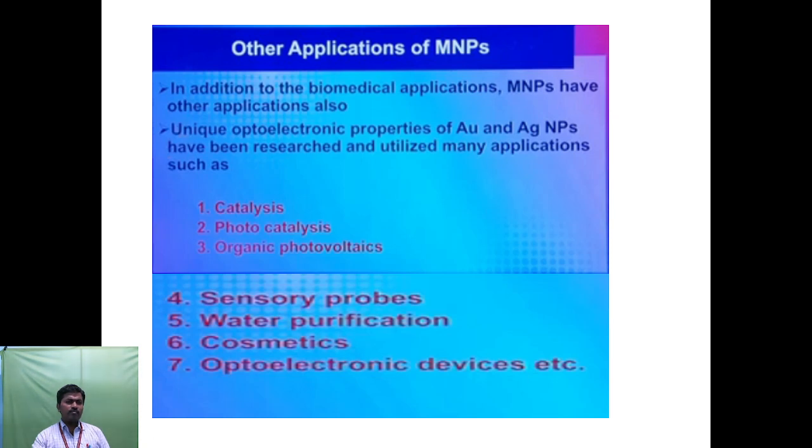Other applications of metal nanoparticles. In addition to biomedical applications, metal nanoparticles have other applications also. The unique optoelectronic properties of gold and silver nanoparticles have been researched and utilized in many applications such as catalysis, photocatalysis, organic photovoltaics, sensors, water purification, cosmetics, optoelectronic devices, and etc.